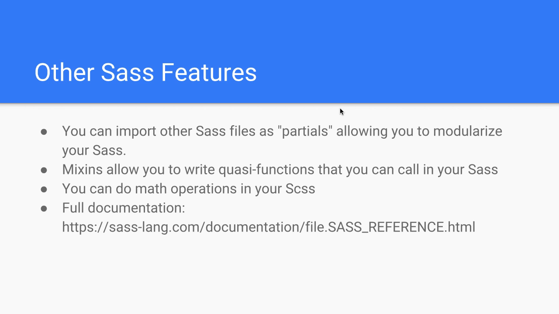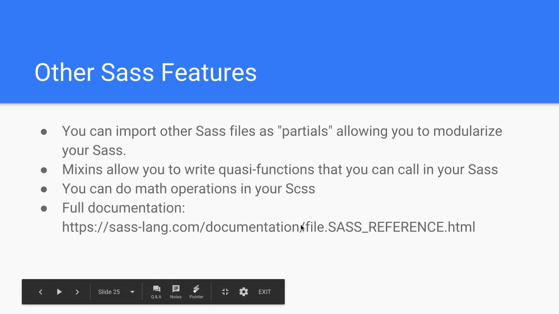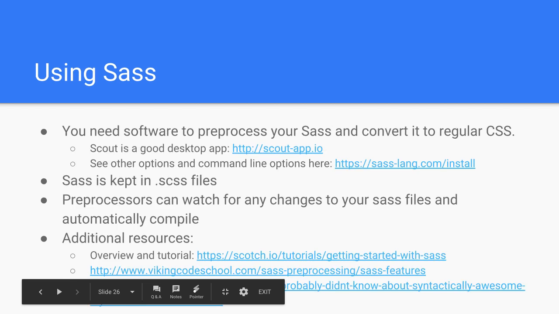We've got mix-ins. You can also do math in Sass, so that's really nice as well. So if you want to, say, use a variable for setting width, and then you want to say margin equals your width times 0.1, so it's like 10% of your width, you can do stuff like that in Sass, and again, it just compiles it for you. Full documentation is here if you want to look at the full Sass documentation.